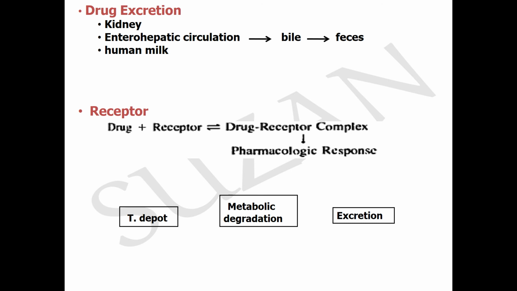Drug excretion. The main route of excretion of a drug is through the kidney. Another route is through the feces, where the drug can enter enterohepatic circulation. After absorption, the drug will enter the portal vein and then go to the liver, and from the liver it can be excreted again through the bile by the bile duct into the intestinal tract, and then will be excreted in the feces. Another route of excretion is the human milk.